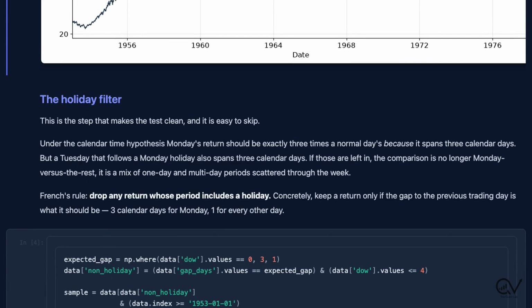Now, the step that makes the test clean, and it is the one most people skip. Under calendar time, Monday should earn triple, precisely because it spans 3 calendar days. But a Tuesday that follows a Monday holiday also spans 3 calendar days. Leave those in and you are no longer comparing Monday against the rest of the week. You are comparing a mixture of 1-day and 3-day periods scattered across all 5 columns. French's rule is to drop any return whose period contains a holiday. In code, that is simple. Keep a return only when the gap back to the previous trading day is 3 calendar days for Monday and 1 for everything else.